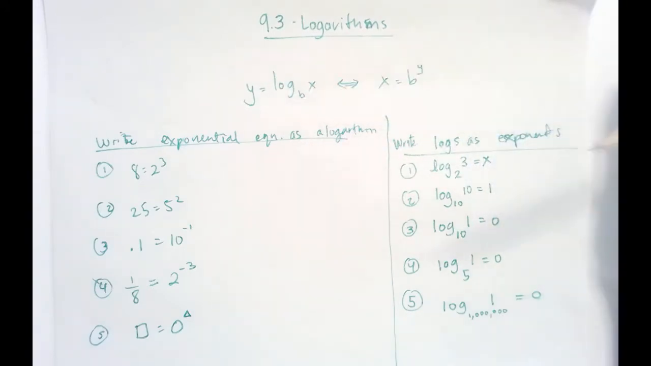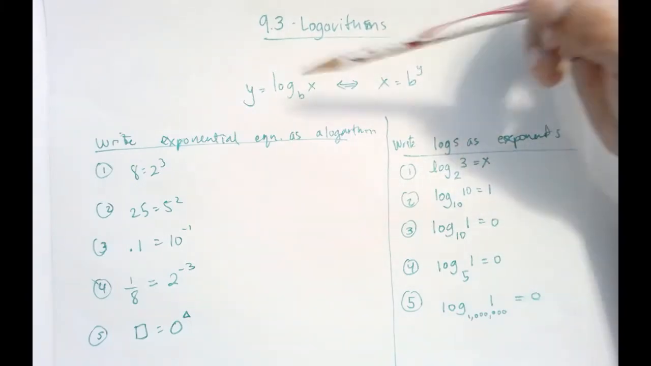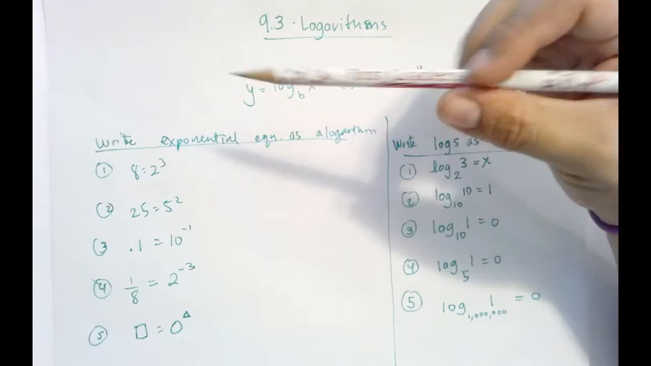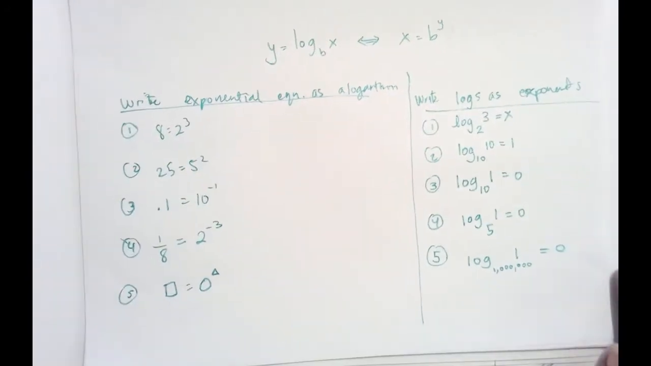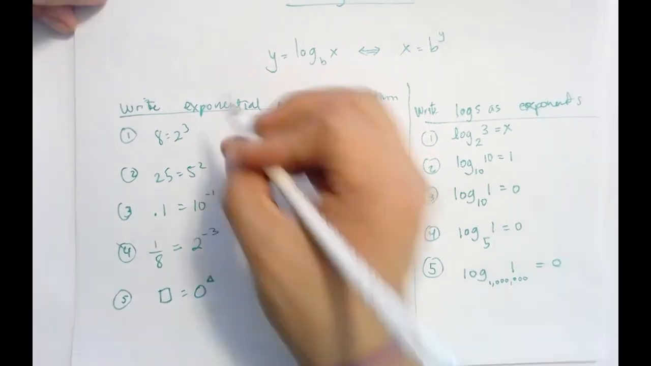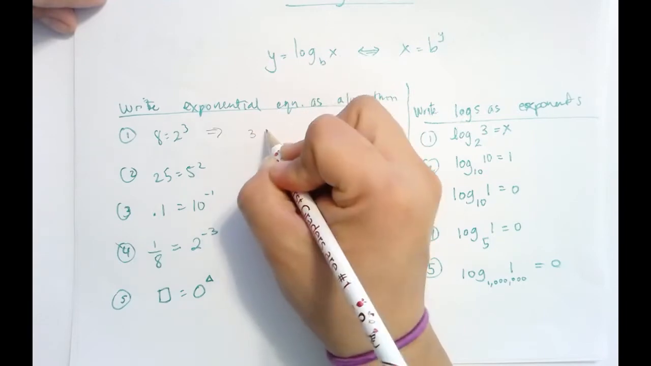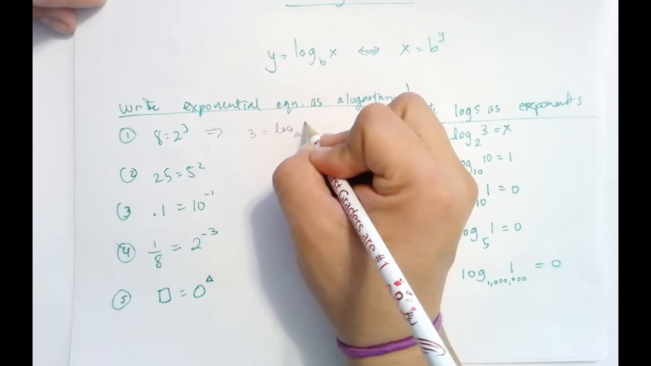So the domain and the range switch. Okay, we don't need to get any deeper than that. Just understand that this is logarithm form and this is exponential form. So we also talked about writing exponential equations as logarithms. So for example, since 8 is equal to 2 to the power 3, we can write that as 3 is equal to log base 2 of 8.